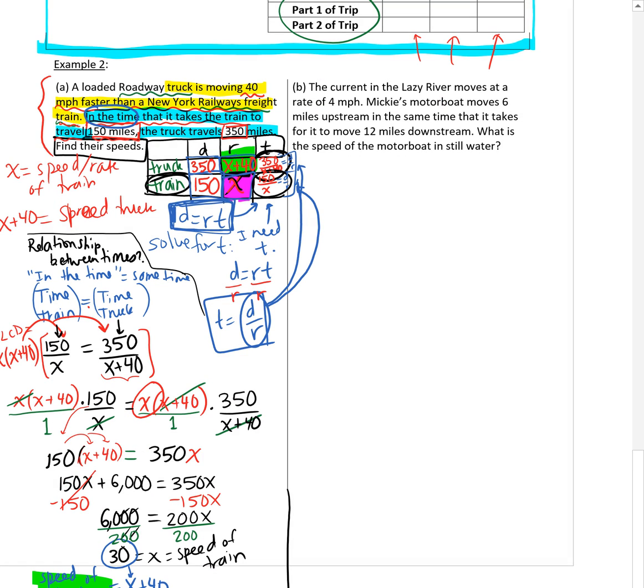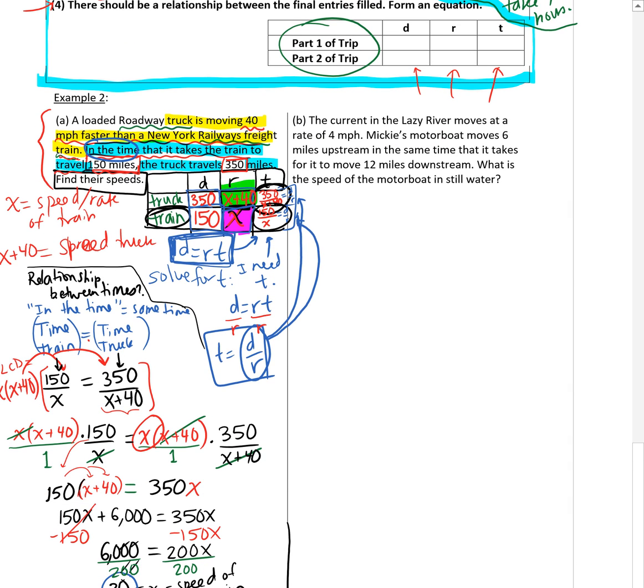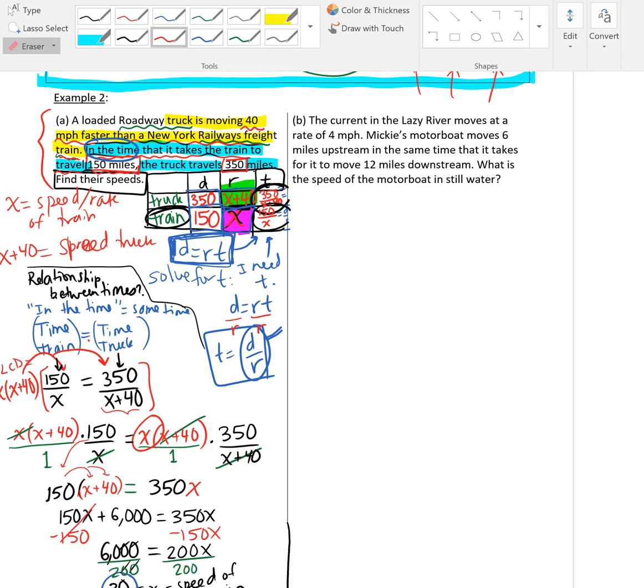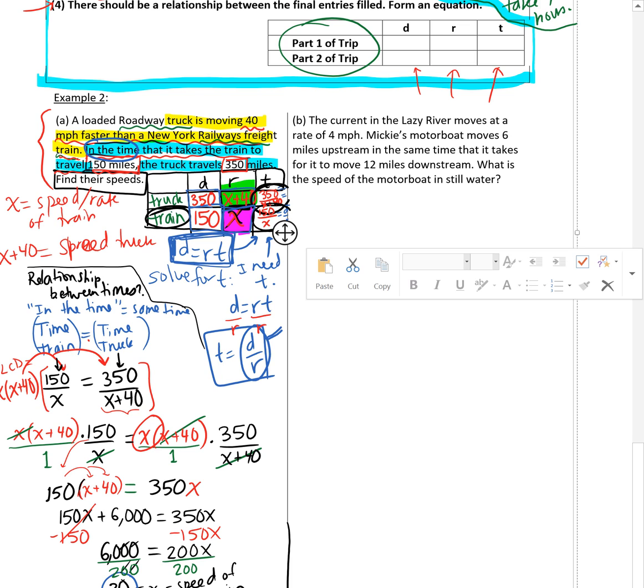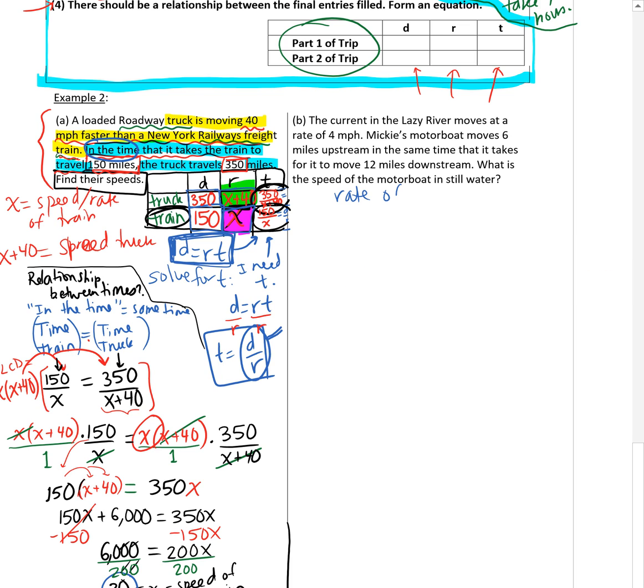These are very tricky. Okay, let's see. Part B, they're saying the current in the lazy river. Is that a real river? Oh well, okay. The lazy river moves at a rate of 4 miles an hour. That might help to write. You don't have to write that down, but it kind of helps me. That's the rate of the current. 4 miles an hour. Okay.